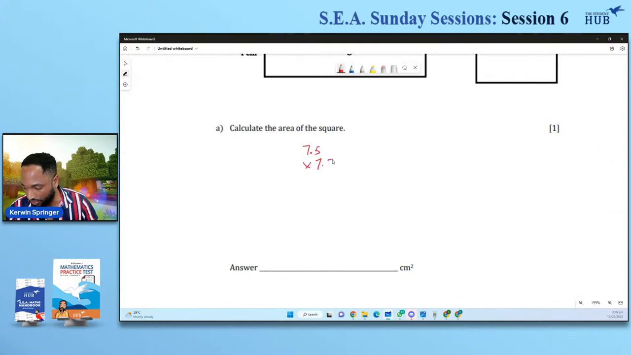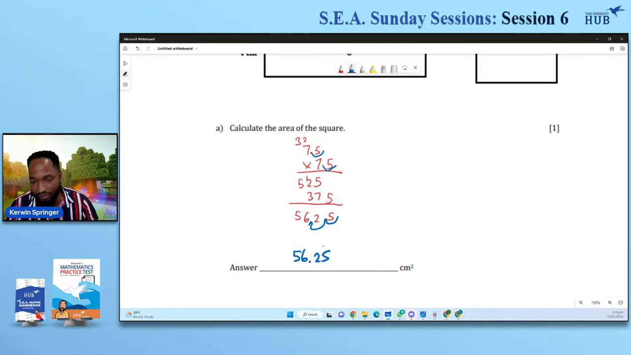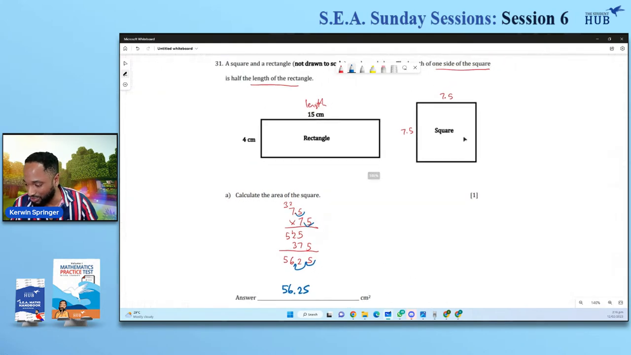7.5 by 7.5. 7 5s are 35. Put the 3 here. 7 7s are 49 plus 3 is 52. All right. 5 5s are 25 plus the 2 here. 5 7s are 35 plus 2 is 37. And then we have 5, 2, 1, 6, 5. How many points do I need to bring back here? 56.25. Is that what we're getting? They just wanted us to hot up. We had some decimals there.